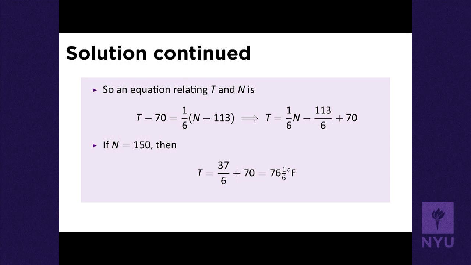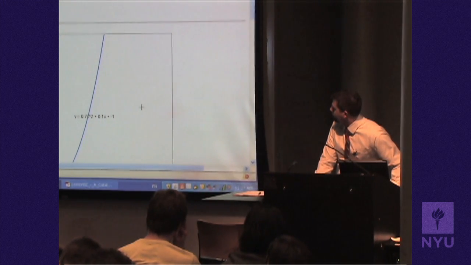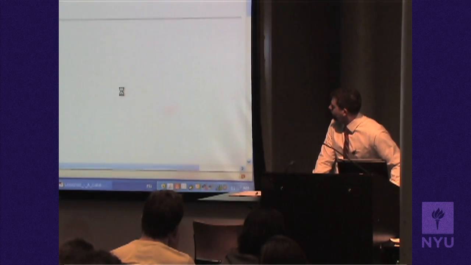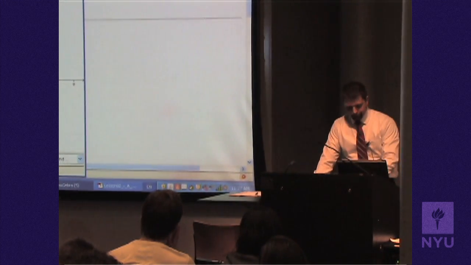Okay, so that's the process of modeling a situation with a linear function. So let me move on to other classes of functions. For instance, quadratic functions. Those are the ones which take the form ax squared plus bx plus c. Okay, so I have some dynamic applets that I set up. Let's take a look at this. Okay, this should be opening up. All right.